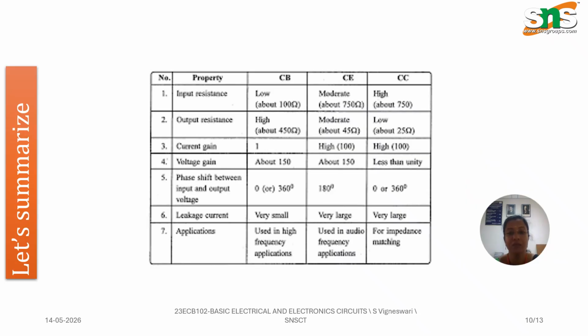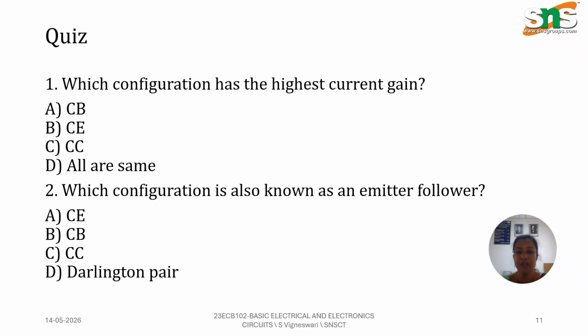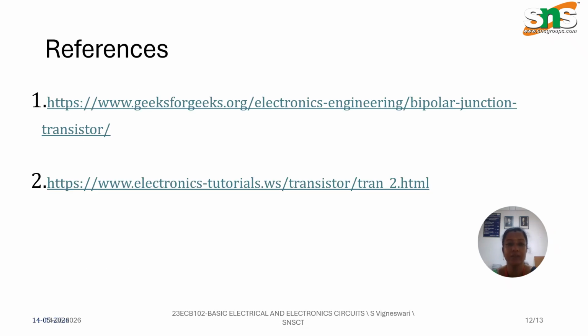So let's summarize. BJT has three configurations: common base, common emitter and common collector. Common emitter is used for amplifiers, common collector is used for impedance matching, and common base is preferred for high frequency applications. Here is a short quiz. Which configuration has the highest current gain? Common collector. And which configuration is also known as an emitter follower? That is common collector. So these are the references.